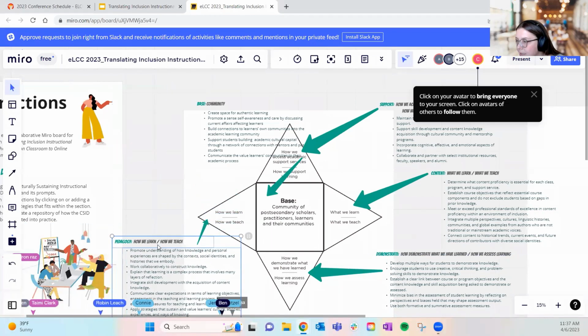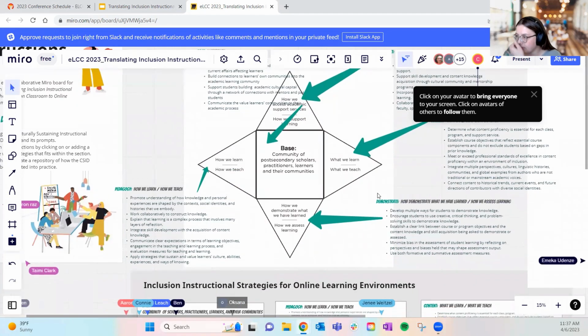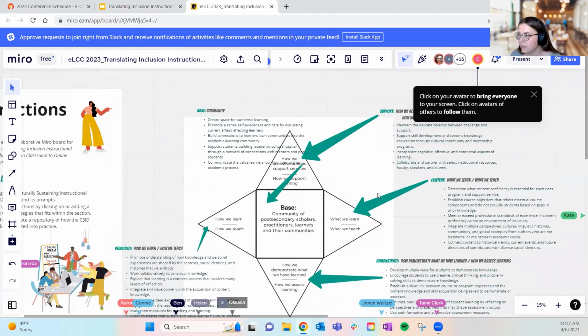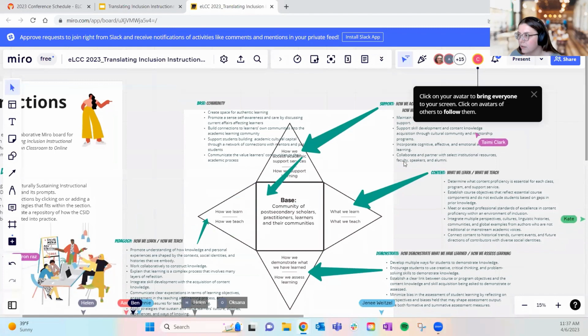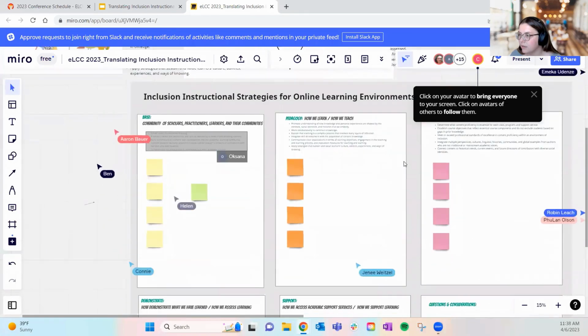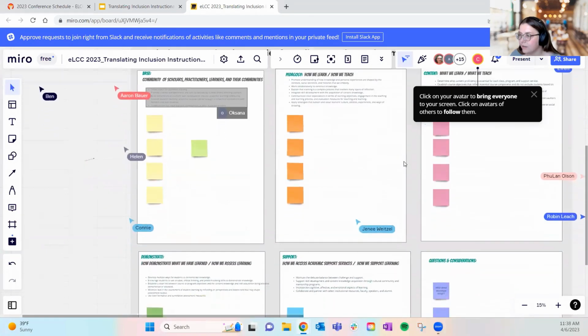So it's easier to read. Looks like we got some folks in here.